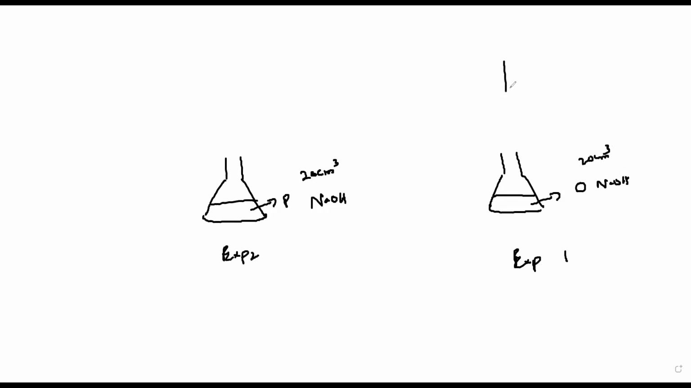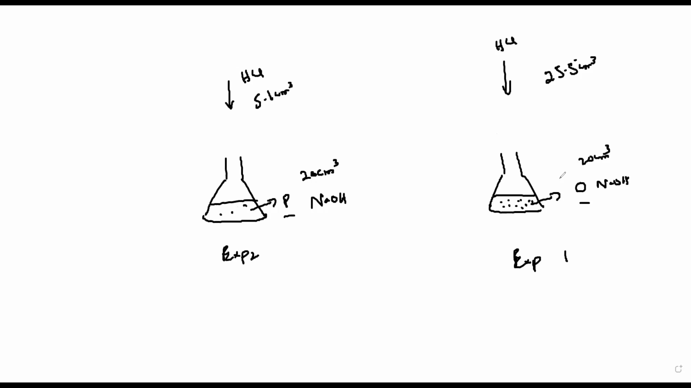When the student adds HCl from the burette, how much HCl was needed? 25.5. So 25.5 cm³ for a complete reaction. But here, they use the same HCl, but they only need 5.1 cm³ for a complete reaction. So the question is, which solution, O or P, has more particles or more moles inside? So which solution has more moles or is more concentrated?